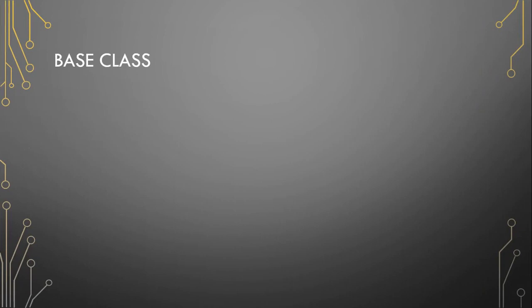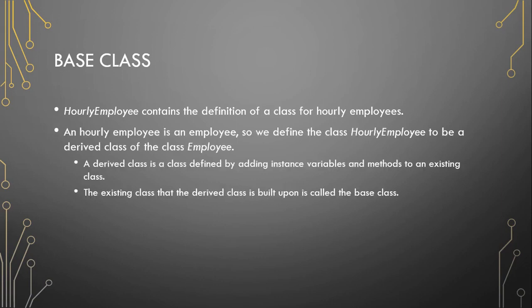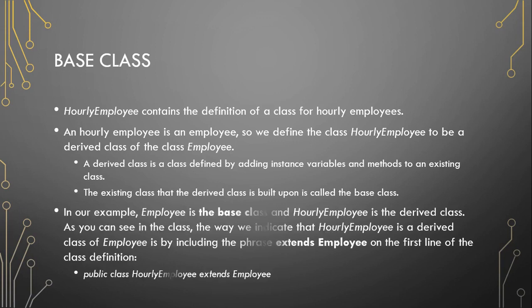All right, so let's first talk about the base class. Now, hourly employee contains the definition of a class for hourly employees. An hourly employee is still an employee, so we define the class hourly employee to be a derived class of the class employee. Because remember, in that hierarchy, it was underneath it. A derived class is a class defined by adding instance variables and methods to an existing class. So the existing class that the derived class is built upon is called the base class. In this example, our base class is employee. In our example, as I just mentioned, employee is the base class and hourly employee is the derived class.